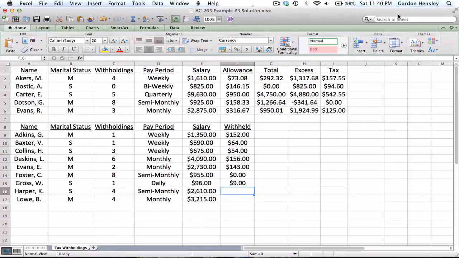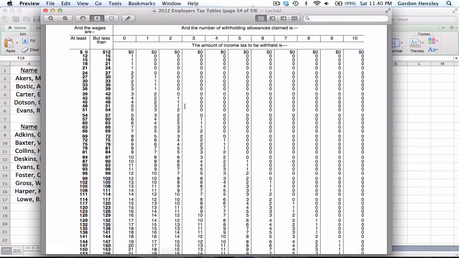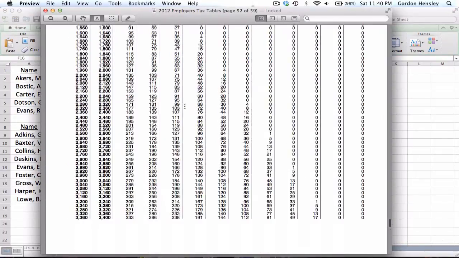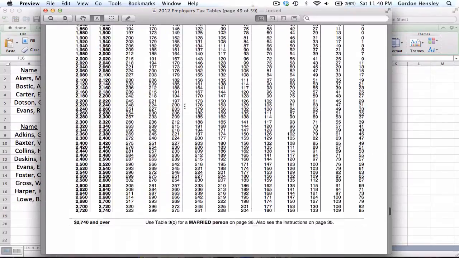Now I get down to the next person. They are single, semi-monthly, 4 withholdings, salary 2016. So I've got to find the table for single, semi-monthly. I know that was back up here, so I'm going to have to back up to find that. Single, semi-monthly.